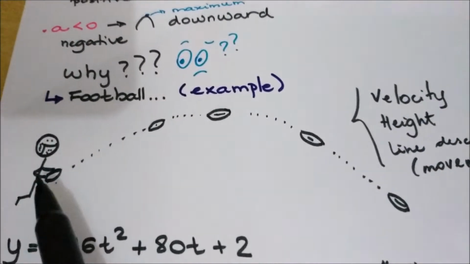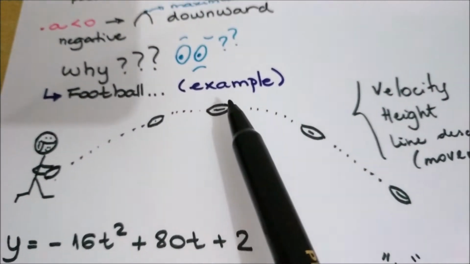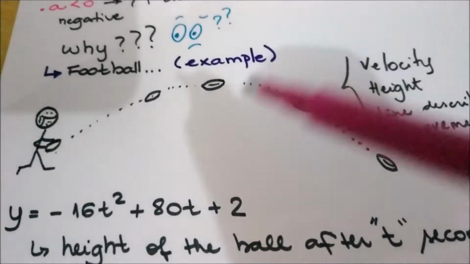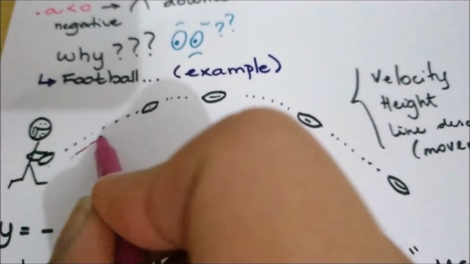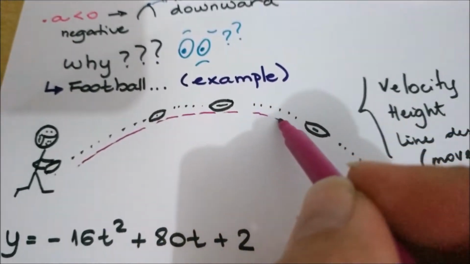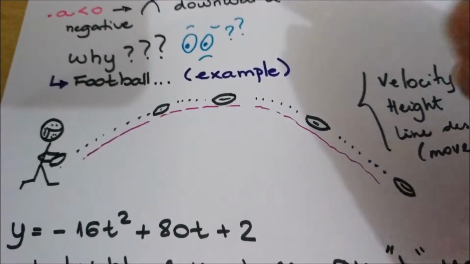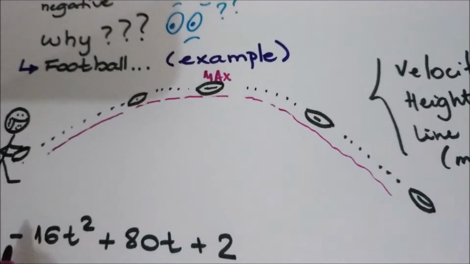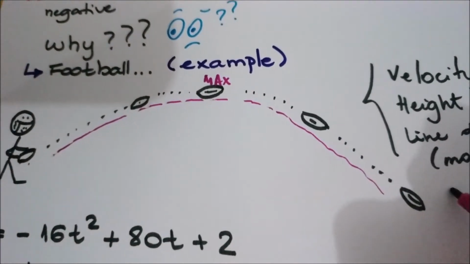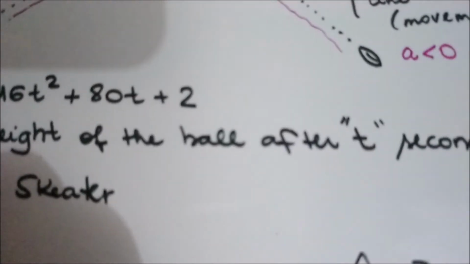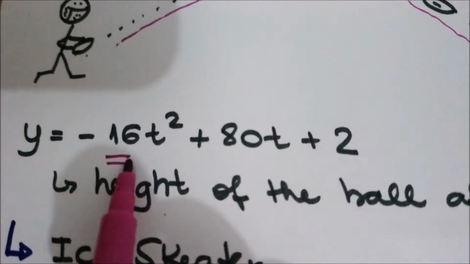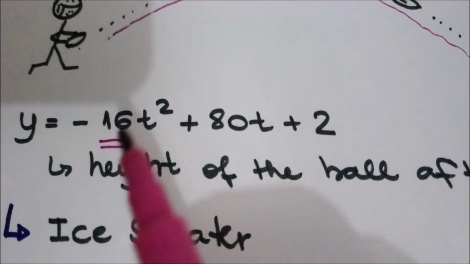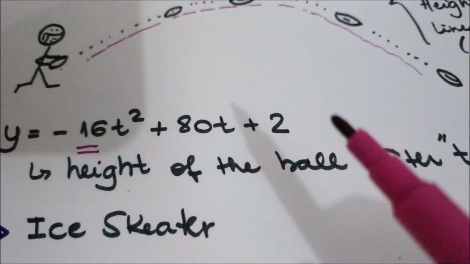So do you agree that the height goes up, up, up, up, up? At some point it stops and it starts going down. So if we analyze the parabola, it is a negative parabola with a point of maximum. Therefore, this equation has to have a negative a. And in fact, it does. Okay? So this is one example that I got from your book. That is a very good example that shows you one application of quadratic functions.